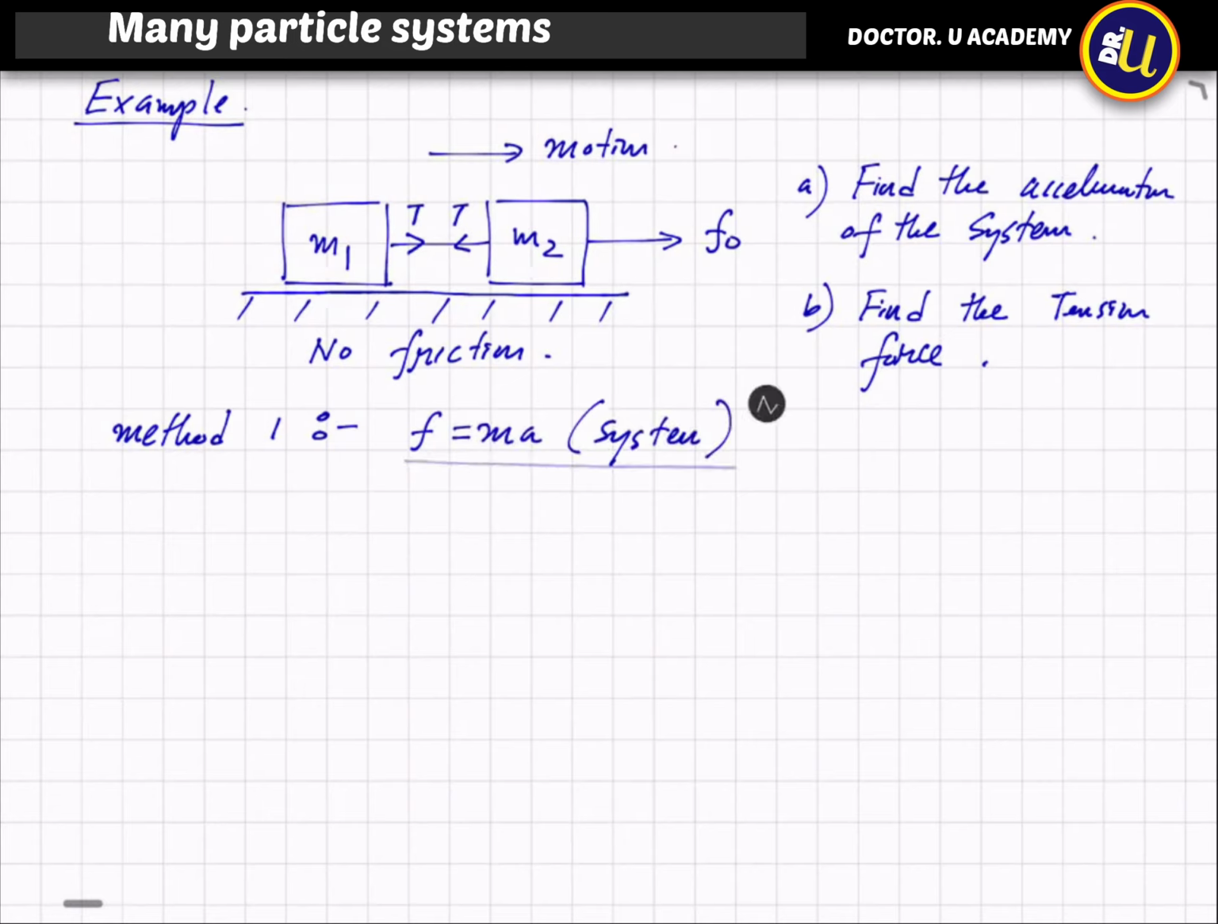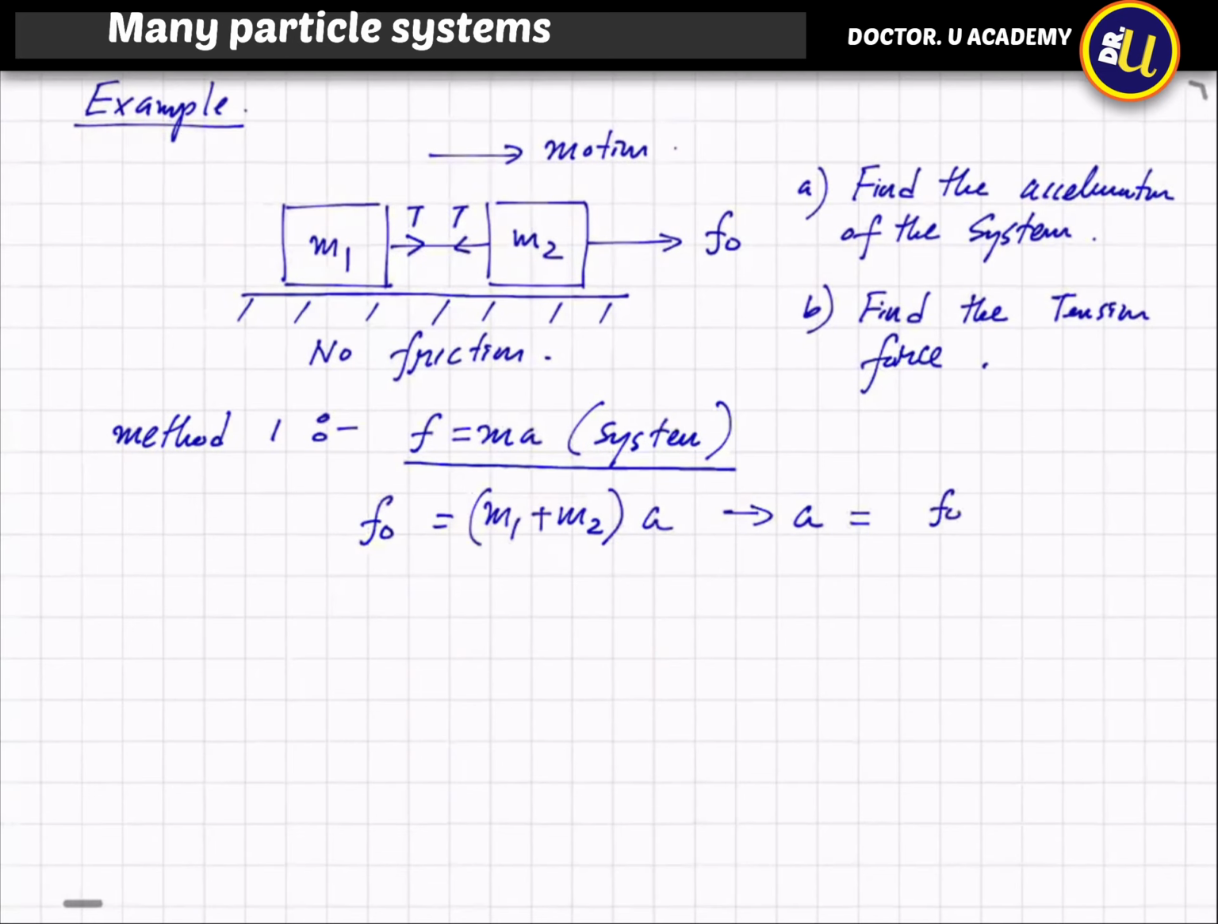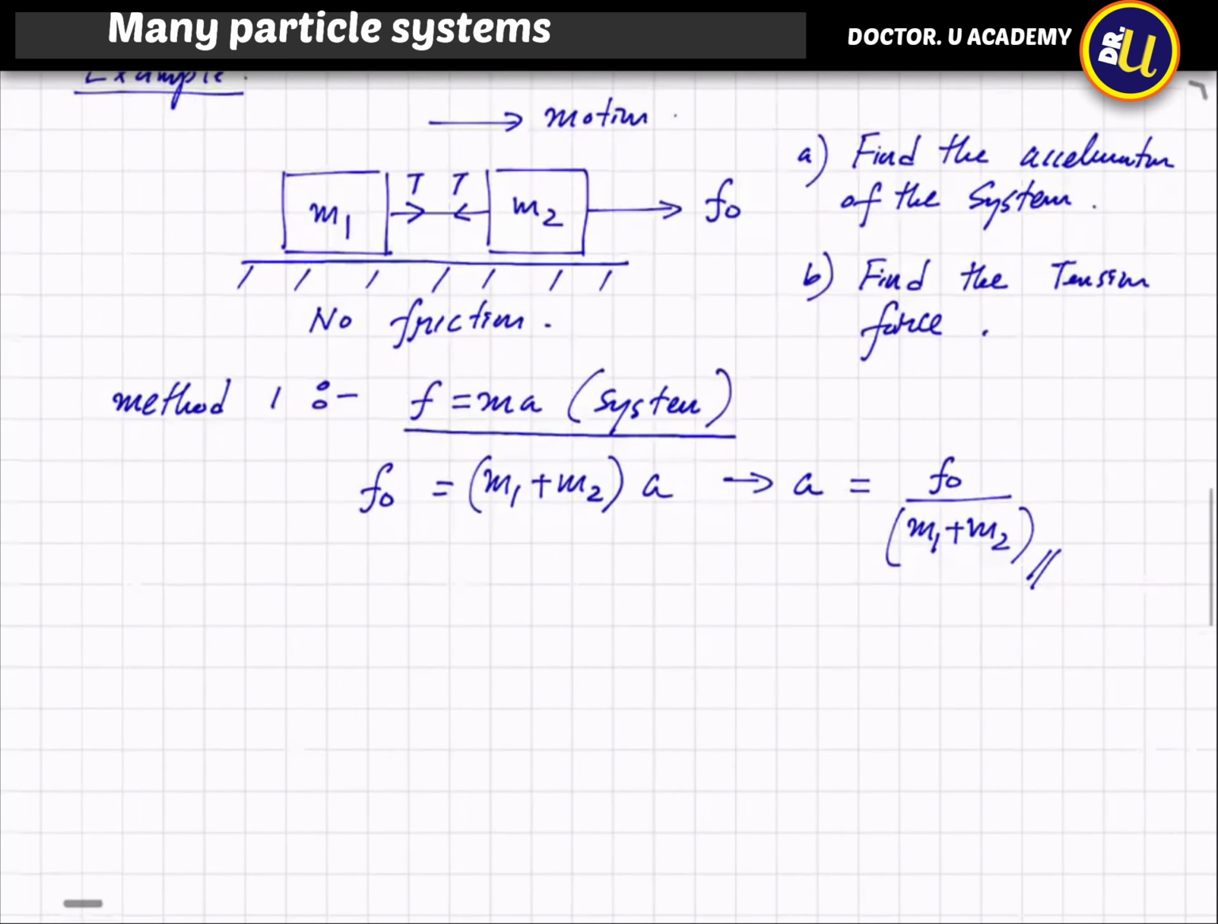The tension forces are considered to be internal forces, right? So internal forces are not going to be in the F = ma equation. Why? Because F would be the external force, right? So F on the system would be F0, and the mass of the system would be M1 plus M2. Motion is to the right direction, so acceleration should be to the right, A. So acceleration would be F0 divided by M1 plus M2, and that's the answer, right? So this is very simple. Now method 2.